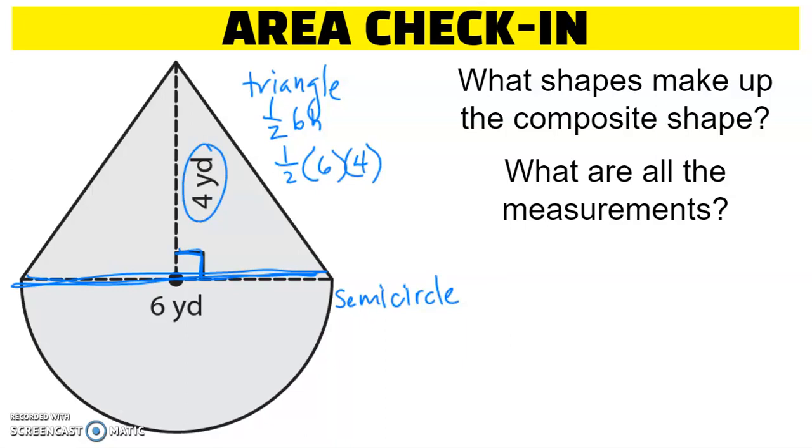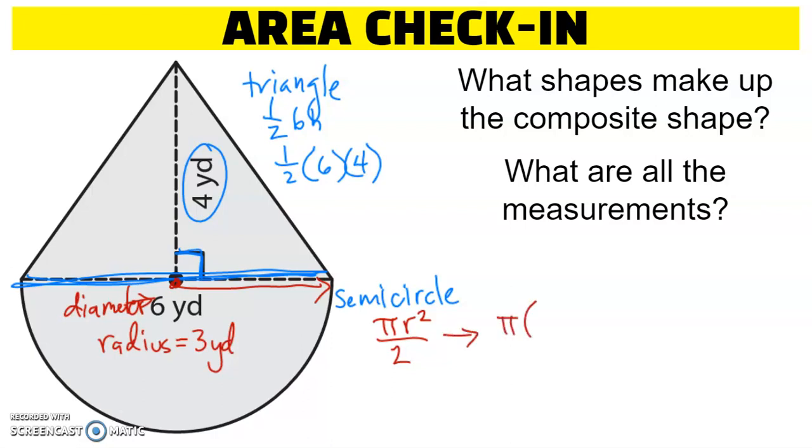For my semicircle, remember it's going to be pi times radius squared, and then divide that by 2, because I only want half of the circle. I need radius. Right now, this is the diameter. To find radius, I divide that by 2. So radius is going to be 3 yards. Remember, that's halfway across. So now I'm ready to plug in. I'm going to have pi times 3 squared divided by 2. Then again, I would find both of those, add those together, and there's my total area.